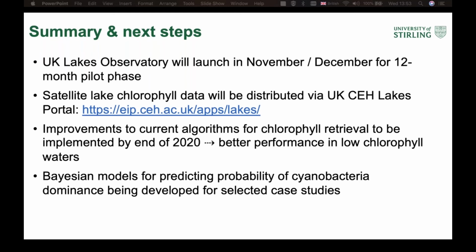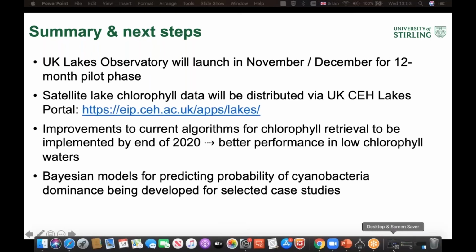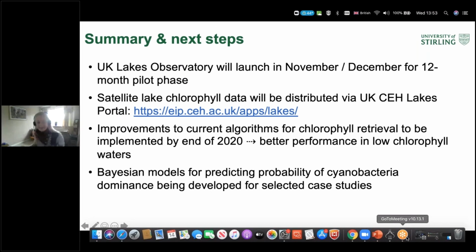We've seen during the last year as well that in low chlorophyll A waters, most of the algorithms don't perform so well. So we are working towards improving the algorithms for that end of chlorophyll A, and we will keep working on the Bayesian models for predicting the probability of cyanobacteria dominance, and we are going to have this applied in several selected case studies. And I think that would be me. Thank you again for listening.